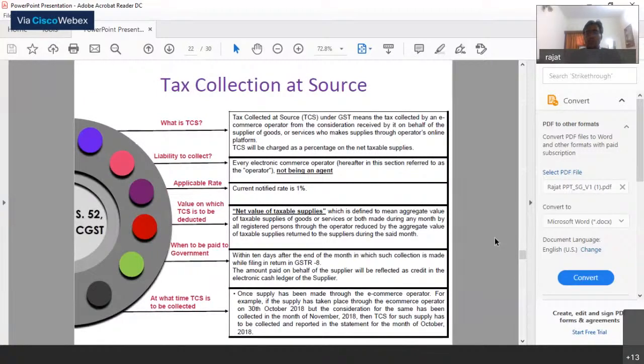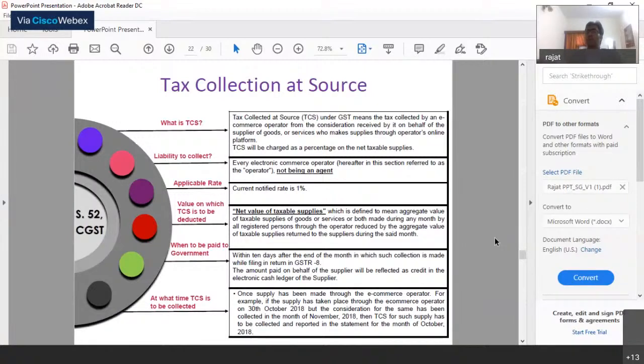Now we come to the most important and the most controversial provision under the GST with respect to the e-commerce sector, which is the concept of tax collection at source. What is tax collection at source? Tax collection at source under GST means the tax collected by an e-commerce operator from the consideration received by it on behalf of the supplier of goods or services who makes supplies through the operator's online platform.